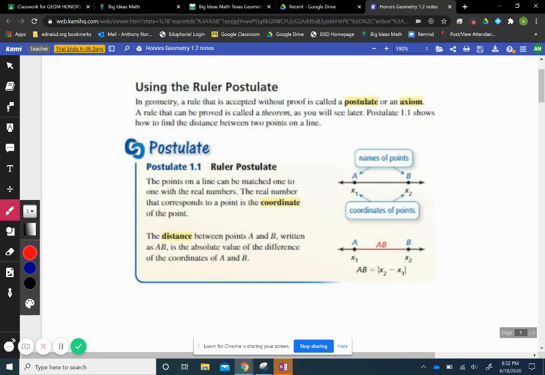We're going to go over section 1.2. I see that a couple of you have already done it, and that's fine. The actual math of it's pretty easy. We're mostly focusing on definitions.